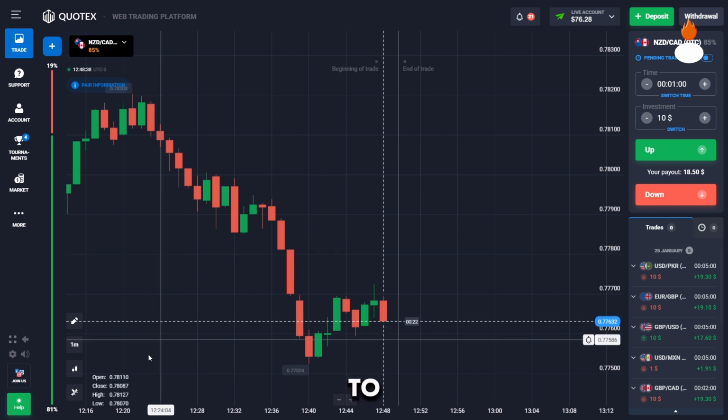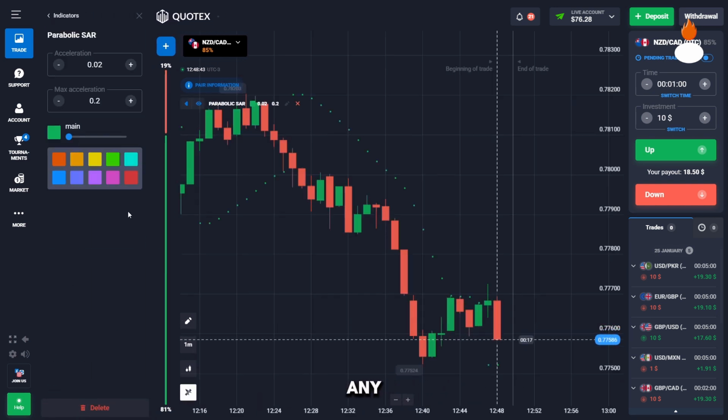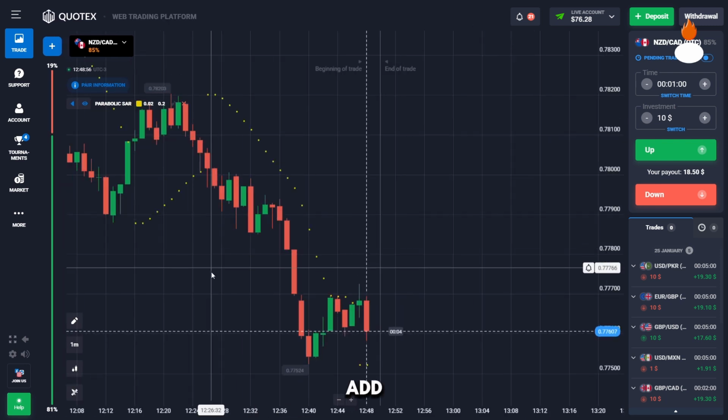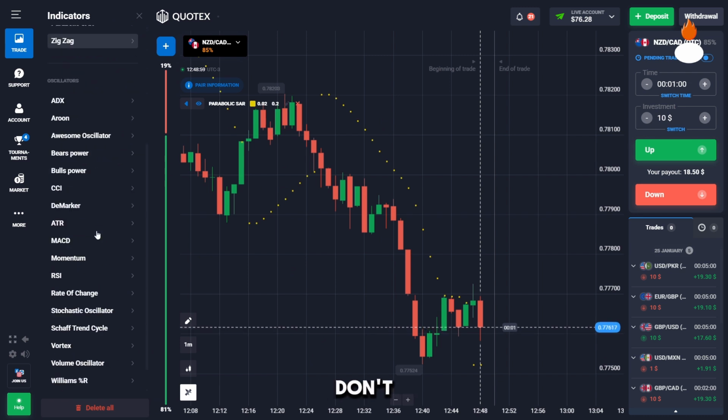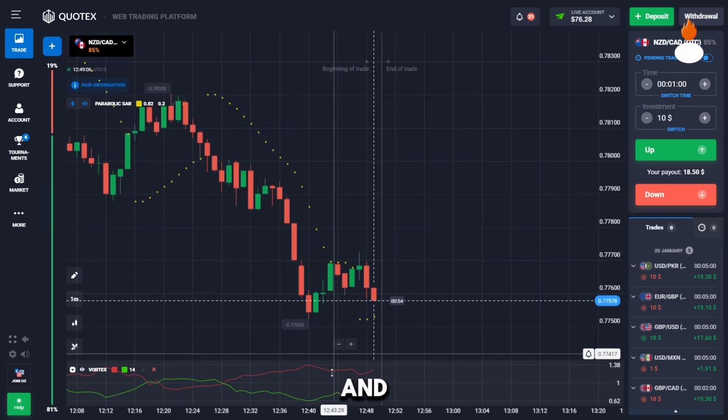Alright, first, we need to set up the indicators. Find parabolic SAR, click on it, and don't change any settings. Just make the color yellow and hit apply. Now add the vortex indicator. Again, don't touch the settings. Just change the VI plus color to green and leave the VI minus color as red. Click apply and we're good to go.